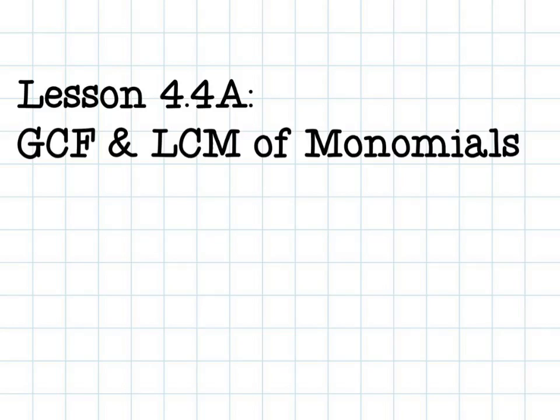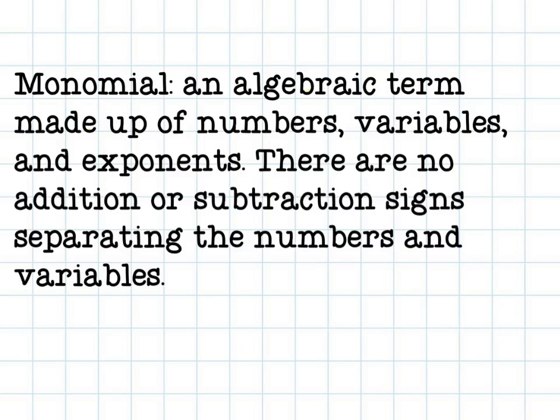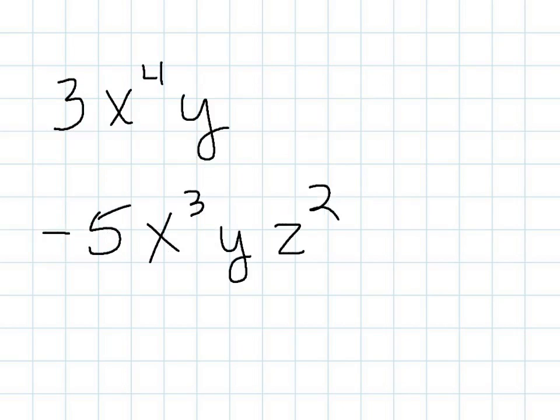Okay, now we're going to do lesson 4.4a, the GCF and LCM of monomials. A monomial is an algebraic term made up of numbers, variables, and exponents. There are no addition or subtraction signs separating the numbers and variables. For example, 3x to the fourth y and negative 5x cubed yz squared are examples of monomials. You'll notice there is nothing separating those numbers, letters, and exponents. They are all together, so they are monomials.